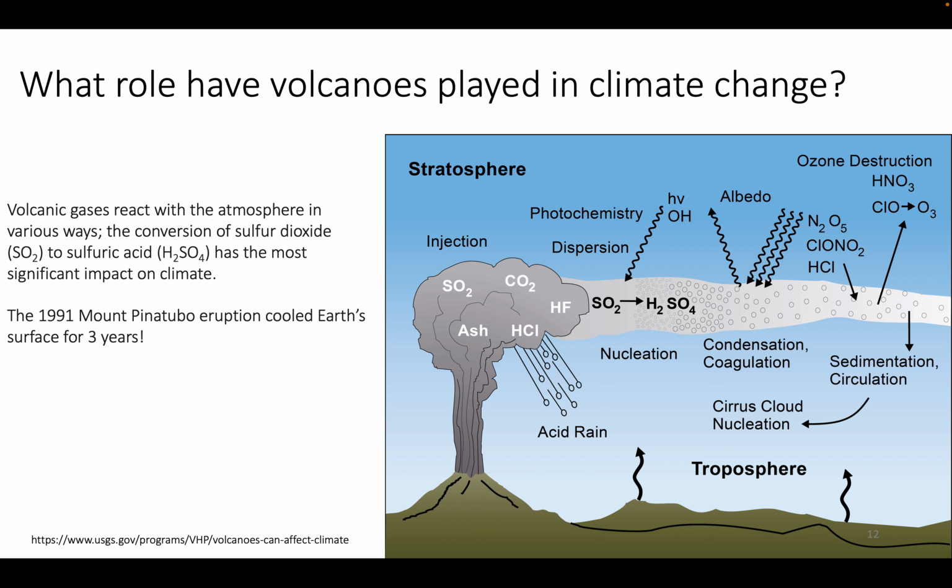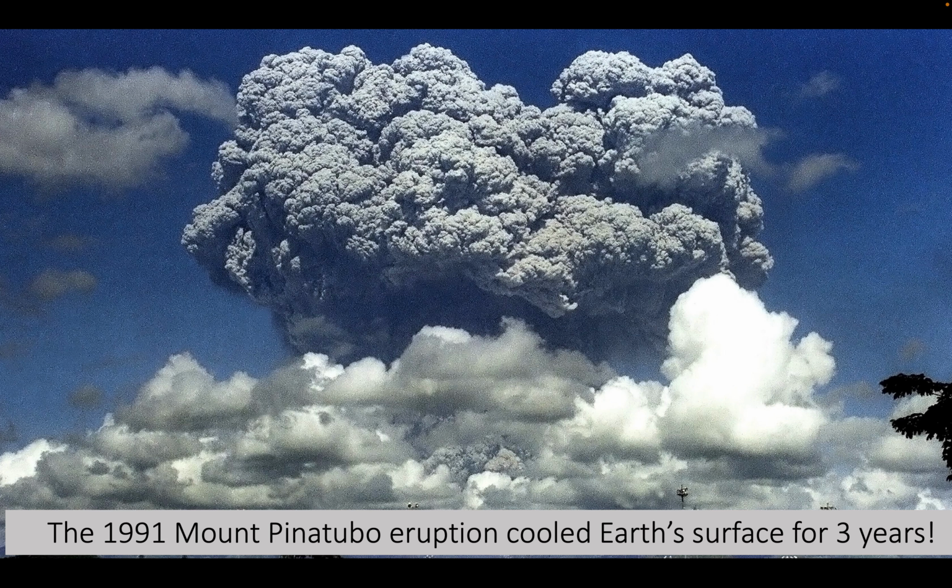Several eruptions during the past century have caused a decline in the average temperature at the Earth's surface of up to half a degree for periods of 1 to 3 years. The climactic eruption of Mount Pinatubo on June 15, 1991 was one of the largest eruptions of the 20th century and injected 20 million tons of sulfur dioxide into the stratosphere at an altitude of more than 20 miles.